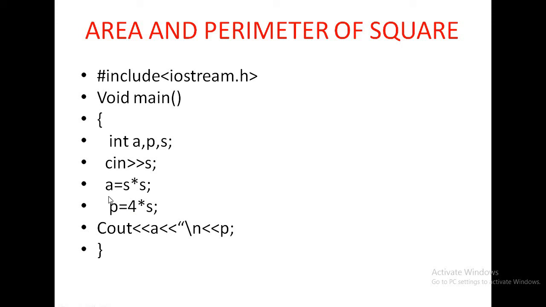And A, P, S are taken as int A, P, S. Which value is taken from the keyboard? The S value, so cin S. And the results are stored in A and P, so cout A and P. So these are the small programs which you have already done in your C programming. Just practice it. Thank you.